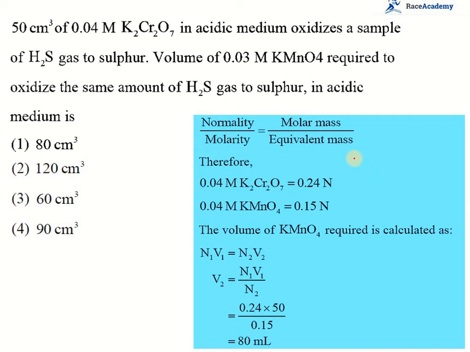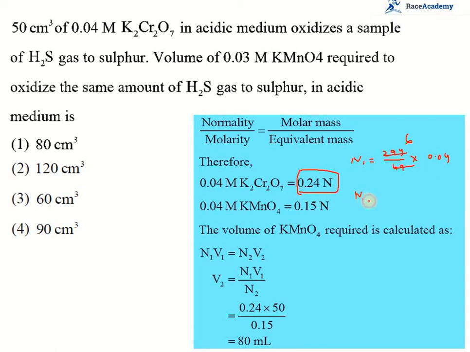If you take the potassium dichromate case, the normality you want to calculate is the molar mass of potassium dichromate, 294, divided by its equivalent mass, 49, into the given molarity, 0.04. That's why the 6 times cancels. So 6 into 0.04 is 0.24, which is the normality of potassium dichromate.